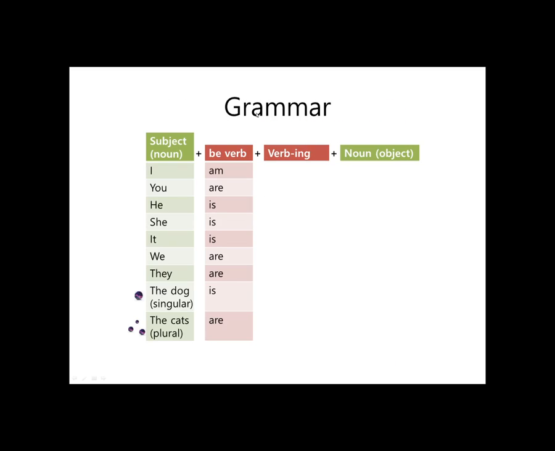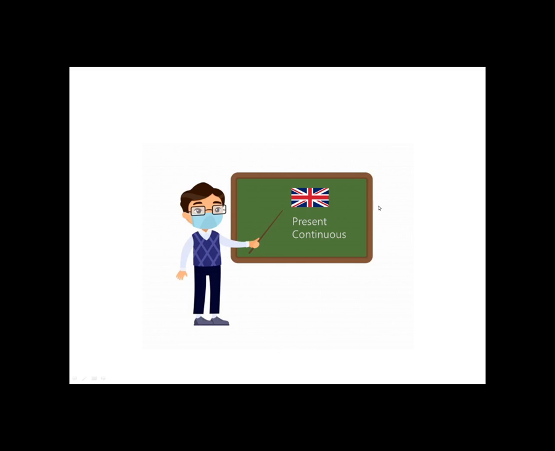Okay, so let's move on to our grammar. And we want to add a noun, an object, onto this sentence to give more information. So, I am eating what? What am I eating? I am eating pizza. Okay, so remember a noun, an object, is a thing. So we put our thing here. Okay, so let's look. I am teaching English.